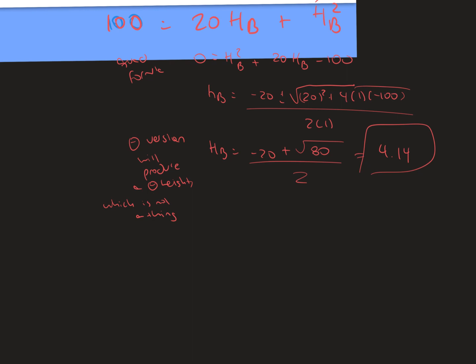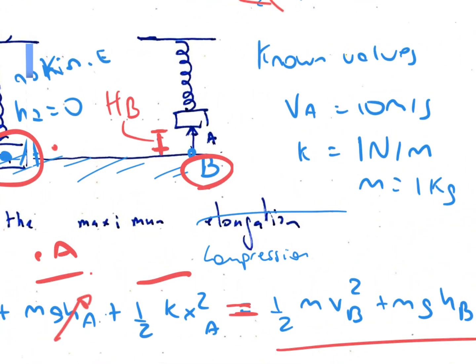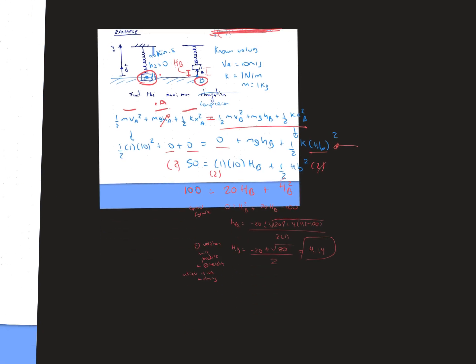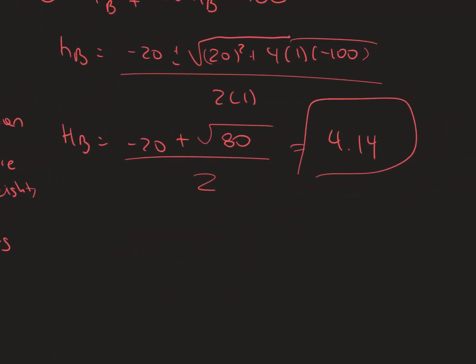Now, since the quadratic formula is going to give us two options, we're just going to use the positive version because we're finding the height, in this case right here, h_B. Therefore, that's going to give us 4.14 meters, which is the final answer.